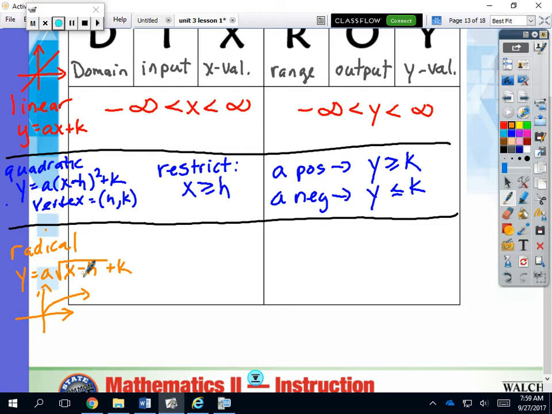So x minus h would tell us this number, the lowest x value, and k would tell us the lowest y value. So in general, your domain for a radical is always going to be x is greater than or equal to h. And the range would be the same as for a quadratic. If a is positive, y is going to be greater than or equal to k. And if a is negative, y is going to be less than or equal to k. So for now, that's how we're going to show restricting the domain for a quadratic function.